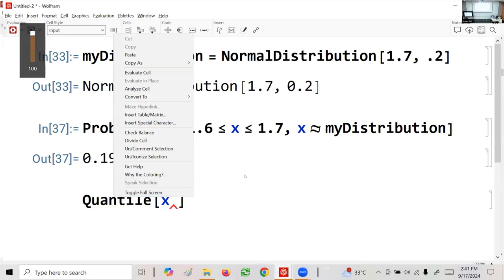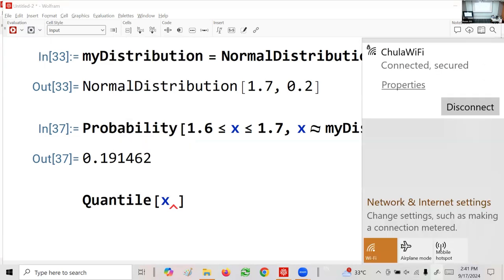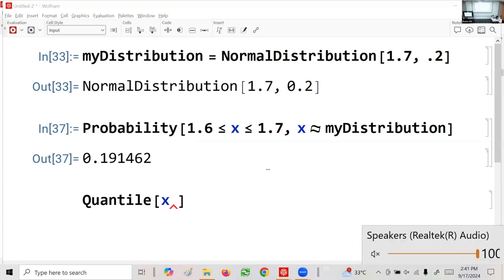Oops. Function. Oh, I don't want speaker. Hold on. Why did I just turn on speaker? Okay.